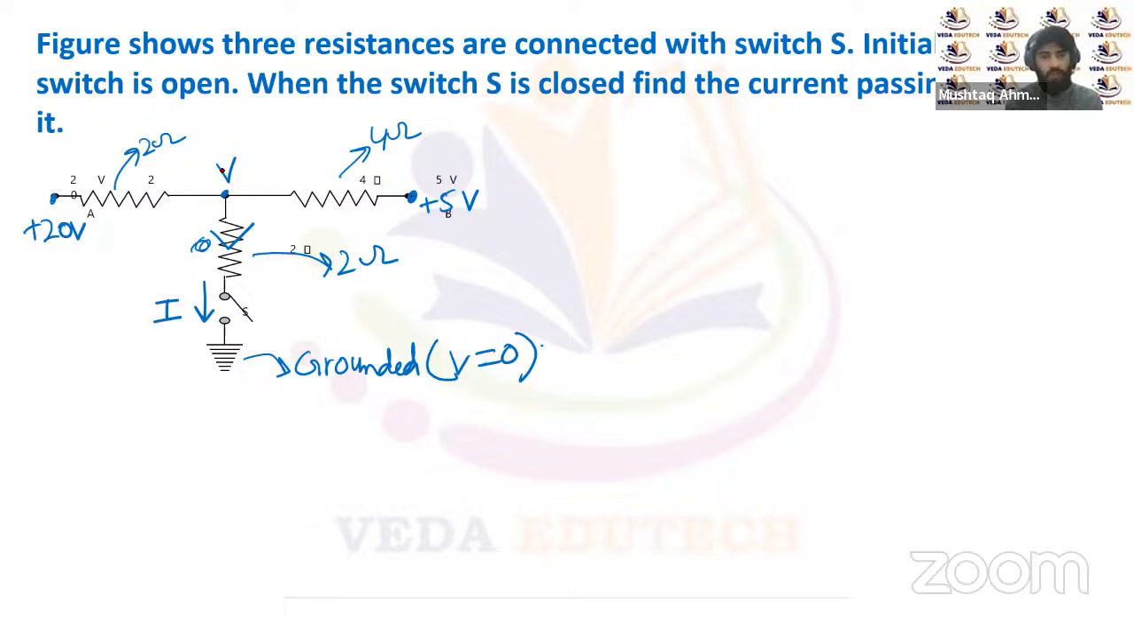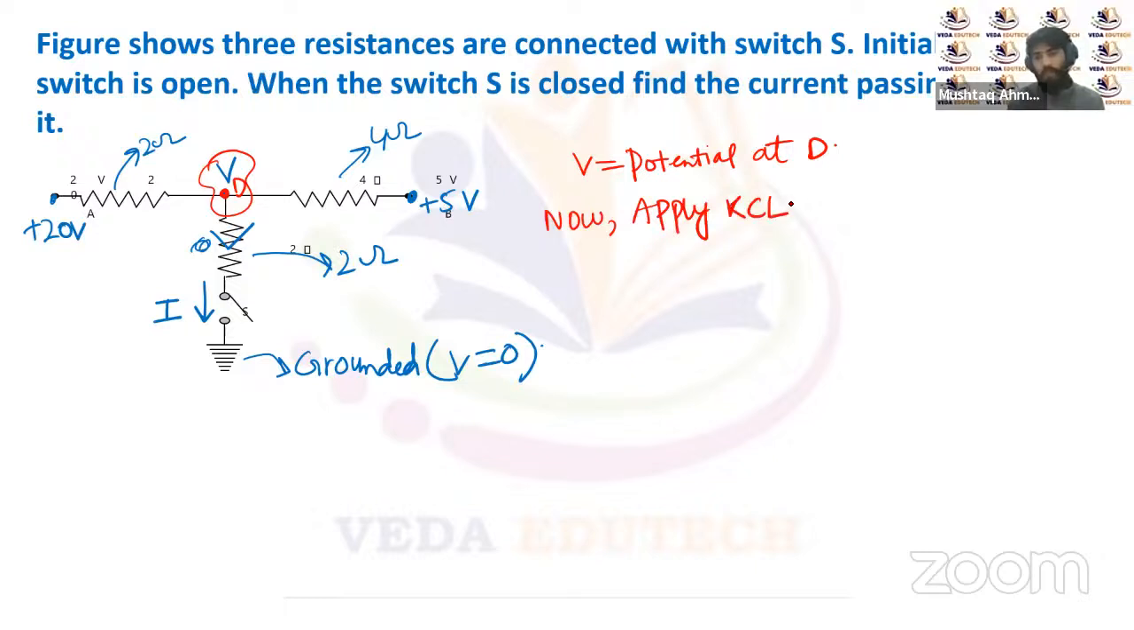Let me assume that at this junction, V is the potential. So V is equal to the potential at the junction. Let me call this junction point D, and V is the potential at D. Now we apply KCL at D. If we apply KCL at D, the total current has to be equal to 0.